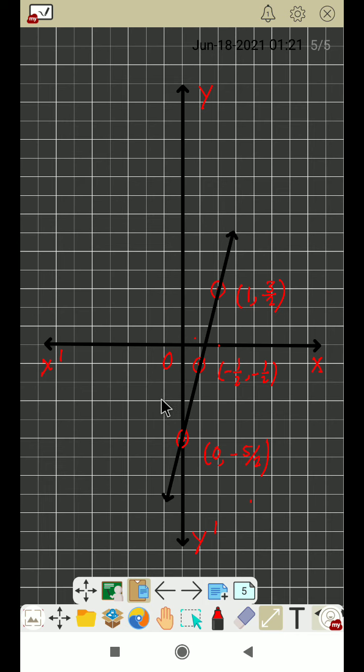Now in this way you can solve the rest of the problems in question number 3 and question number 4.